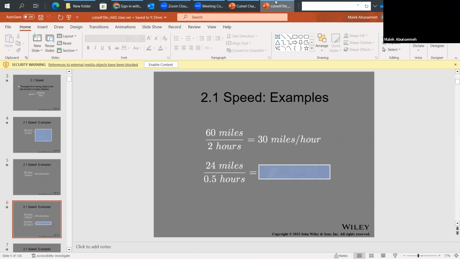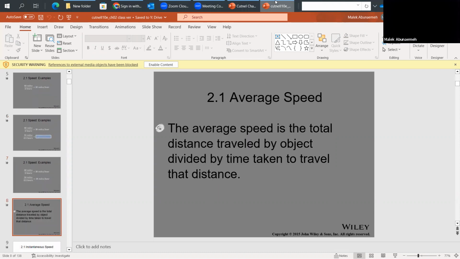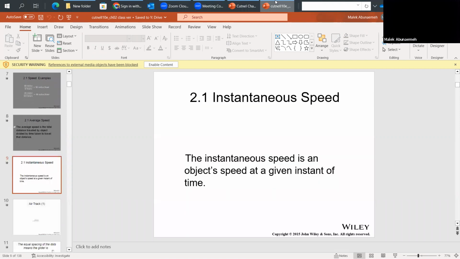When we went 24 miles in half an hour, we calculated the speed to be 48 miles per hour. Now, the average speed is the total distance traveled by the object divided by the time taken to travel that distance, whereas instantaneous speed is the object's speed at a given point of time.